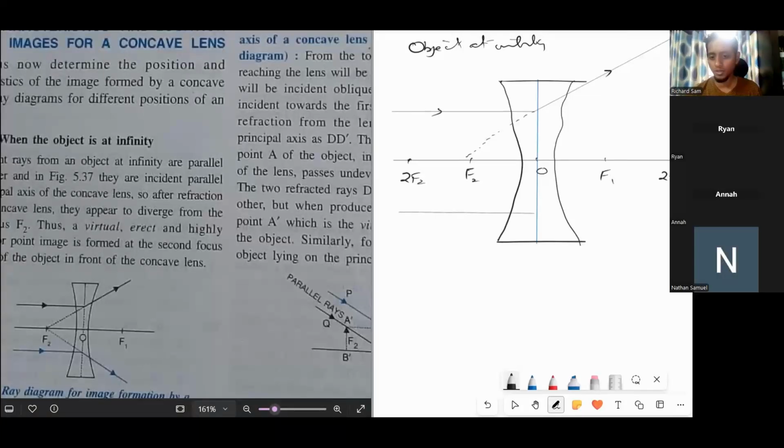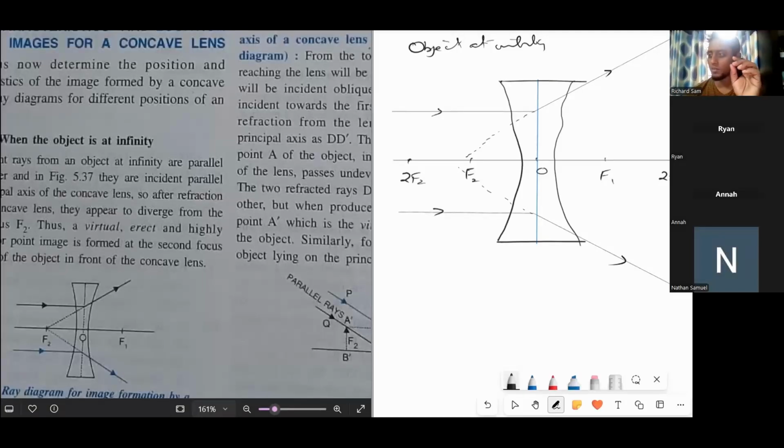The second ray also goes out as if it is coming out from F2. Put a scale and draw a nice straight line. Dotted lines on the left side, a solid line on the right side. So where is the image formed? The image is formed where the 2 rays meet. And where are the 2 rays meeting? At F2. So that's where your image is going to be formed.